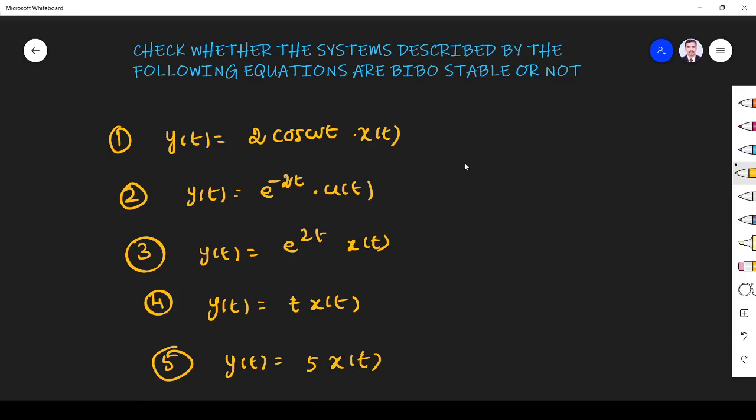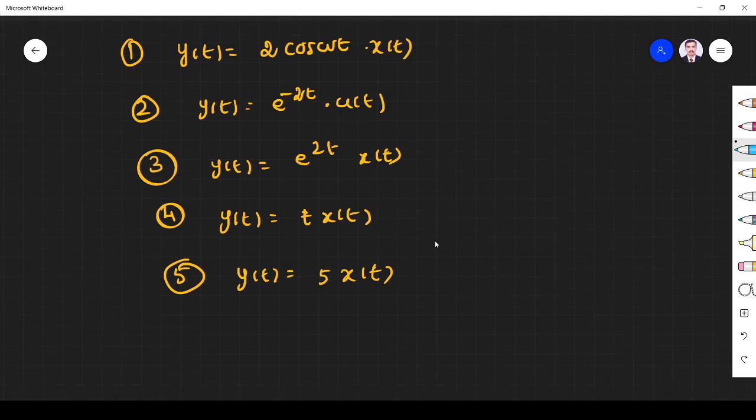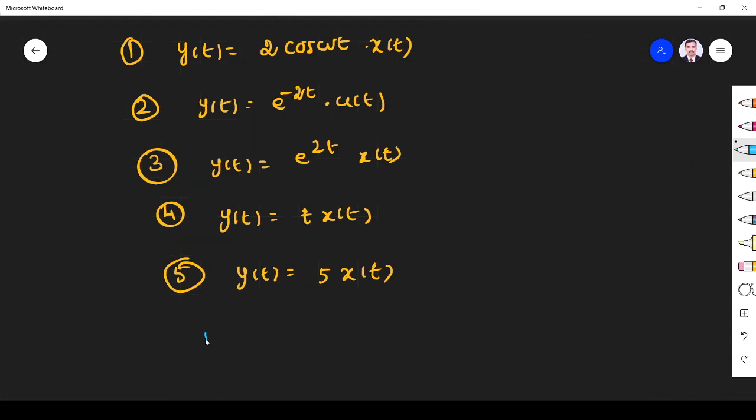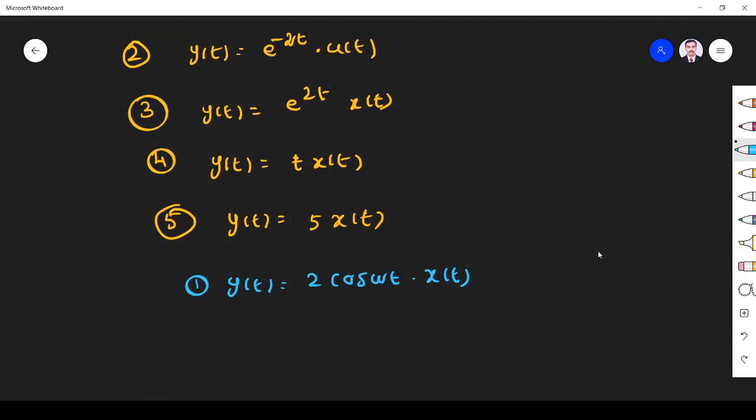Check whether the systems described by the following equations are BIBO stable or not. Let us solve the problem. So what is the first question? y of t is equal to 2 cos omega t into x of t. We have to check whether the system described by this equation is stable or not.